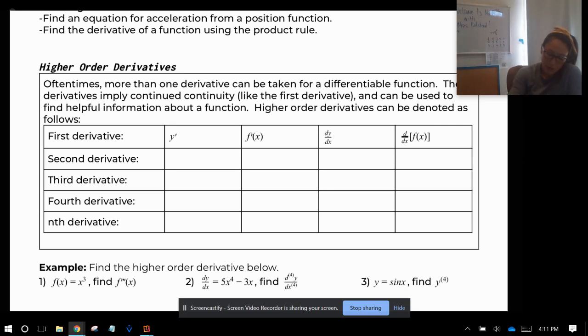So a second derivative would be like y double prime, y triple prime, y to the fourth, y, the nth derivative of y, okay? We have f prime of x, and then f double prime of x, f triple prime of x, the fourth derivative of f of x, and then the nth derivative of f of x.